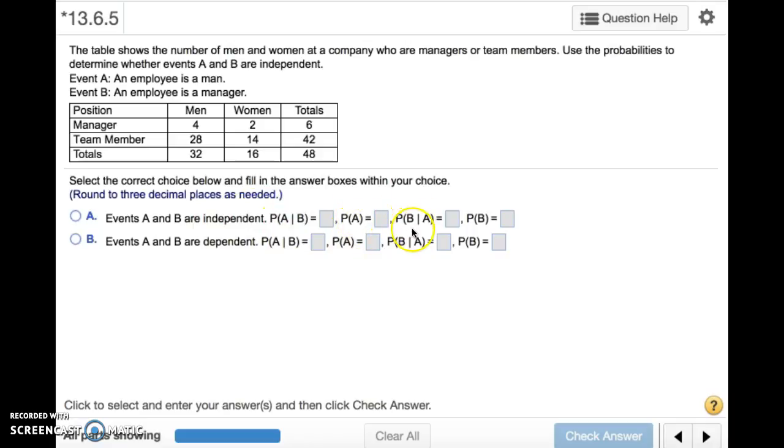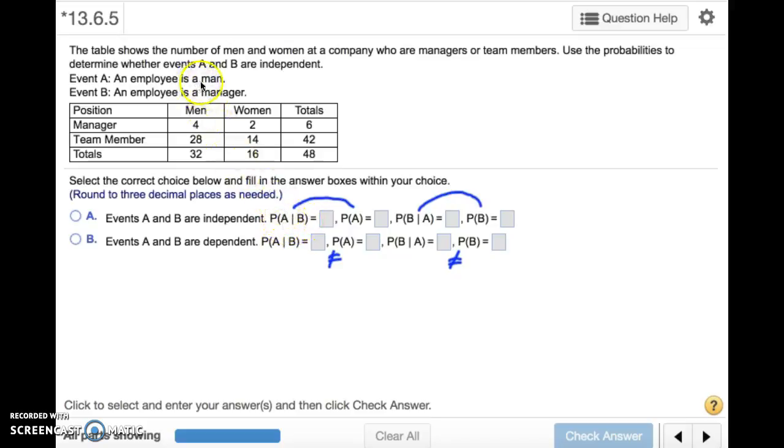Now these both say the same thing. We're going to find the same numbers. If they are independent, then these two are going to be equal, and these two are going to be equal. If they're dependent, then these two are not going to be equal, and these two are not going to be equal. So let's first see what these probabilities are, and then we will answer the question whether or not they are equal. So this is the probability of A given B.